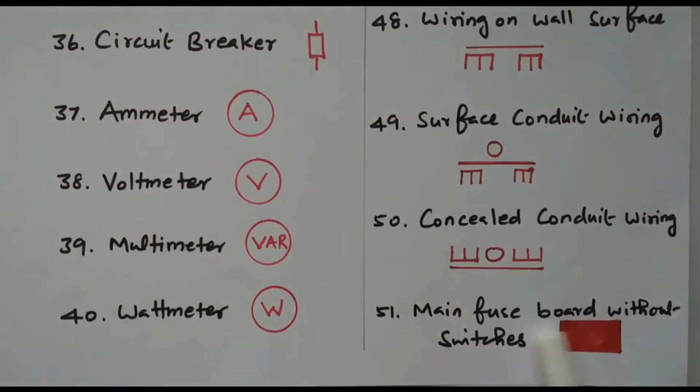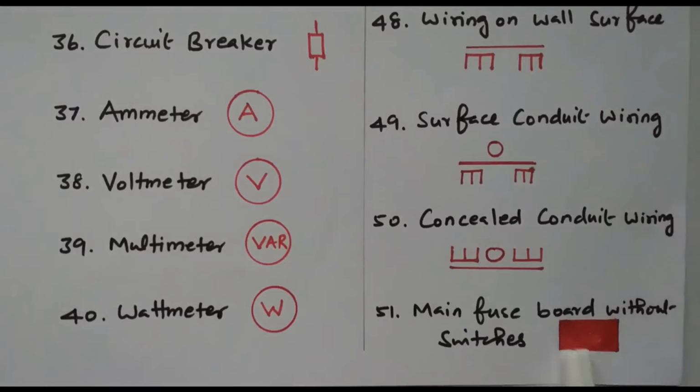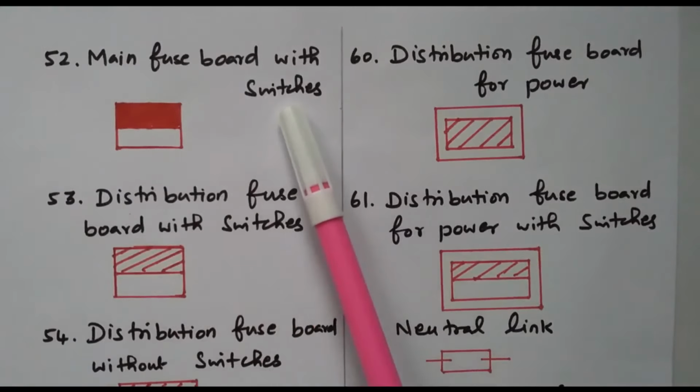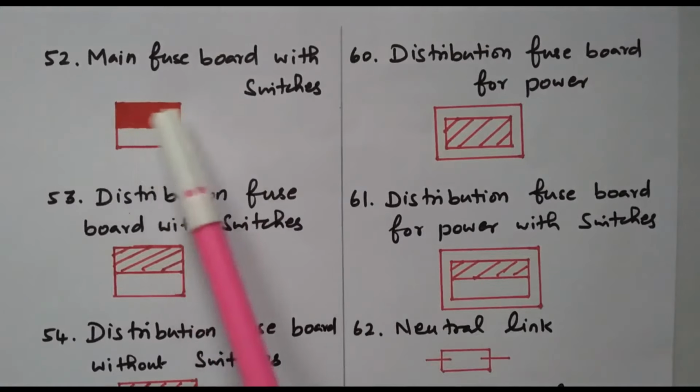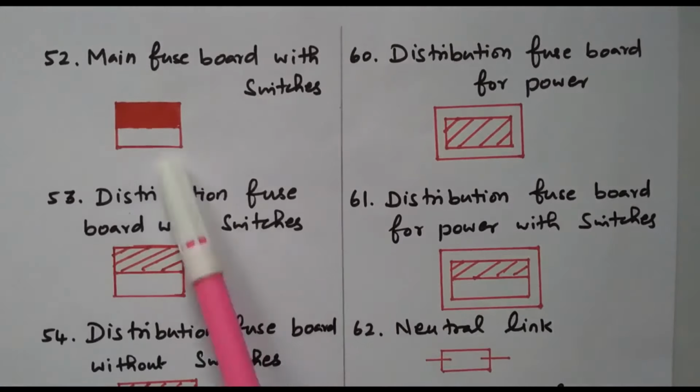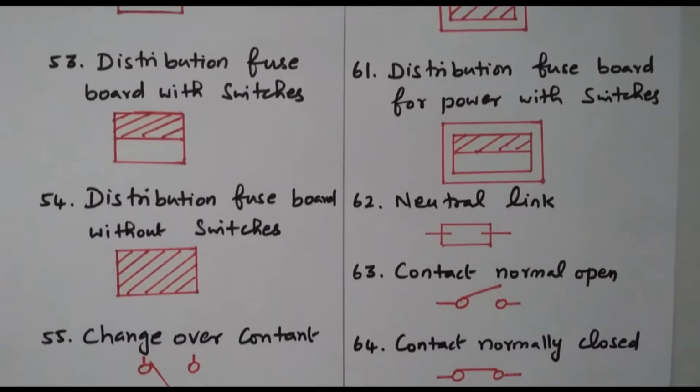Main fuse board without switches. Only the main fuse board, the switches are not available. So one rectangle fully shaded. Then main fuse board with switches. It is half shaded. Previously fully shaded, and now half of the portion is shaded. That indicates the switches are available.